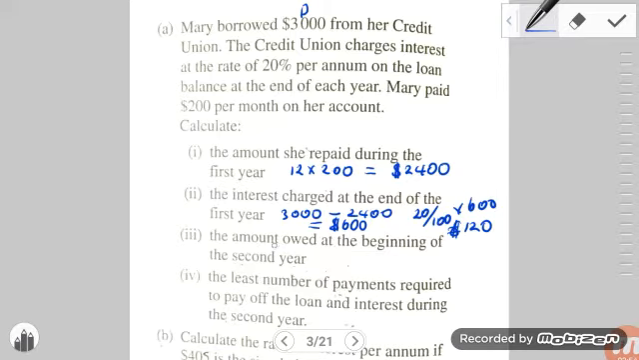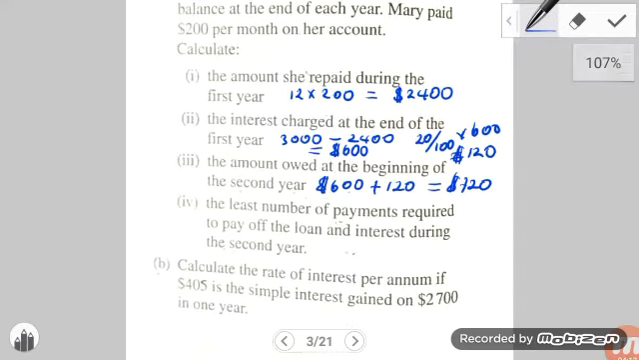Now they want to know the amount owed at the beginning of the second year. So at the beginning of the second year, they're now going to calculate her balance, which is $600, plus the interest that they charge her, which is $120. And that's going to be literally equal to $720. That's what she's going to be owing at the beginning of the second year. Alright, so that's not very hard at all.